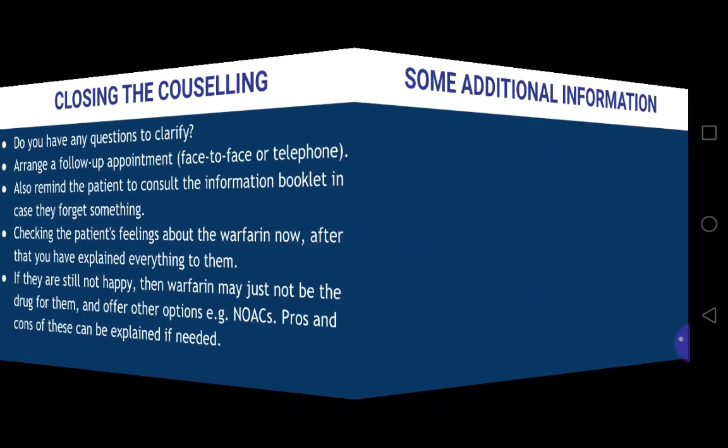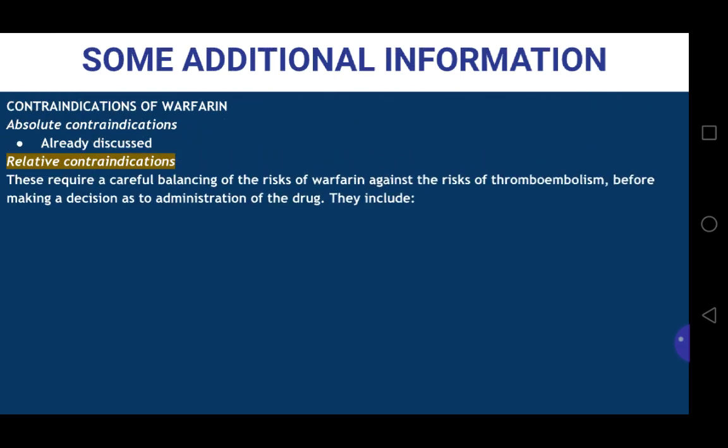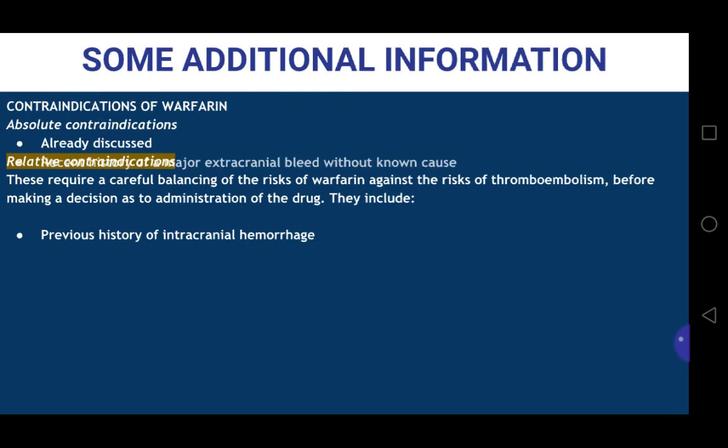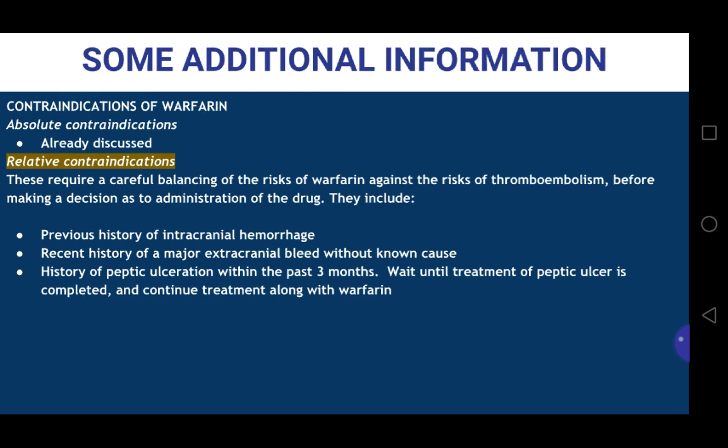Some additional information, as I mentioned, I am going to give some bonus tips. So contraindications of warfarin: absolute contraindications I have already discussed. There are some relative contraindications, and these require a careful balancing of the risks of warfarin against the risk of thromboembolism before making a decision as to start the drug. These relative contraindications include previous history of intracranial hemorrhage, recent history of a major extracranial bleed without known cause, history of peptic ulceration within the past 3 months.